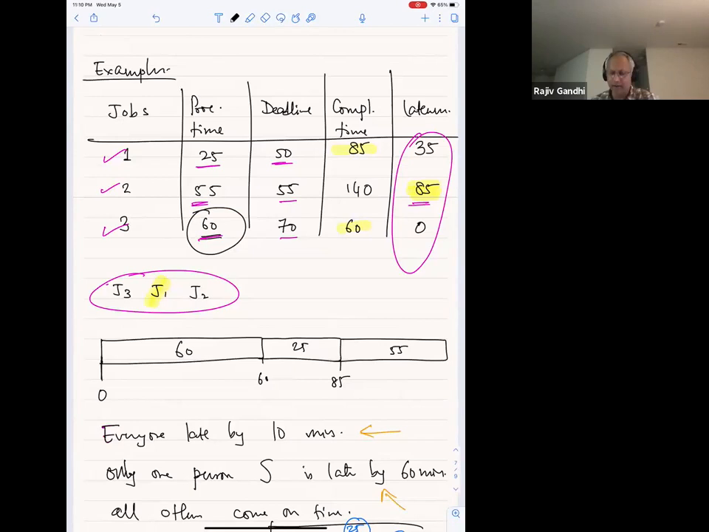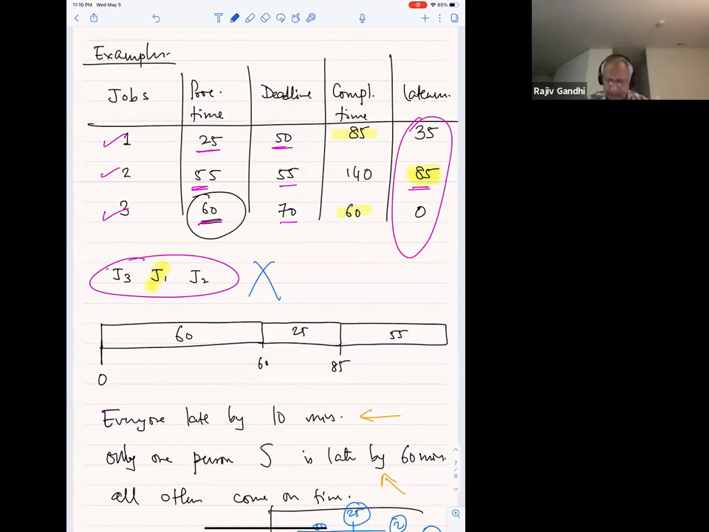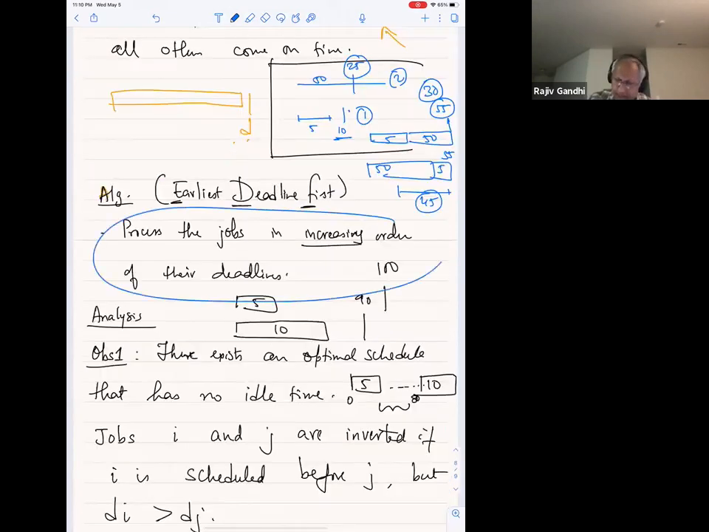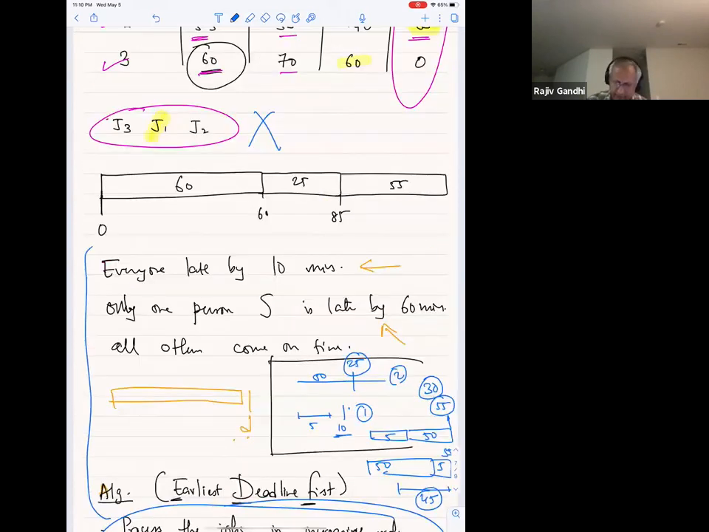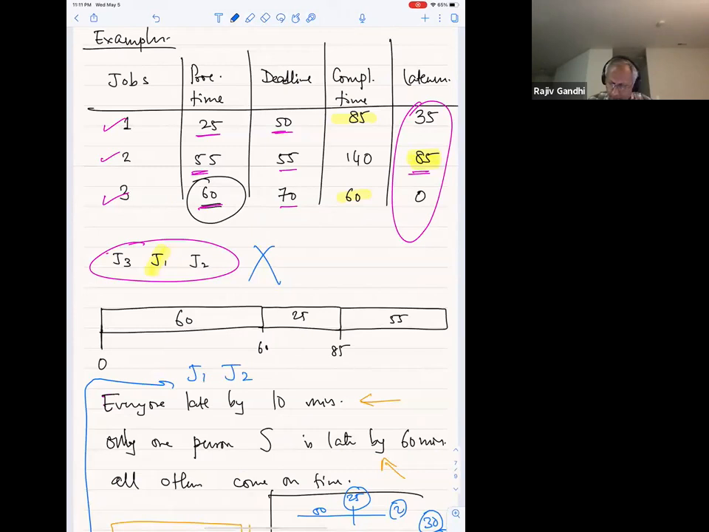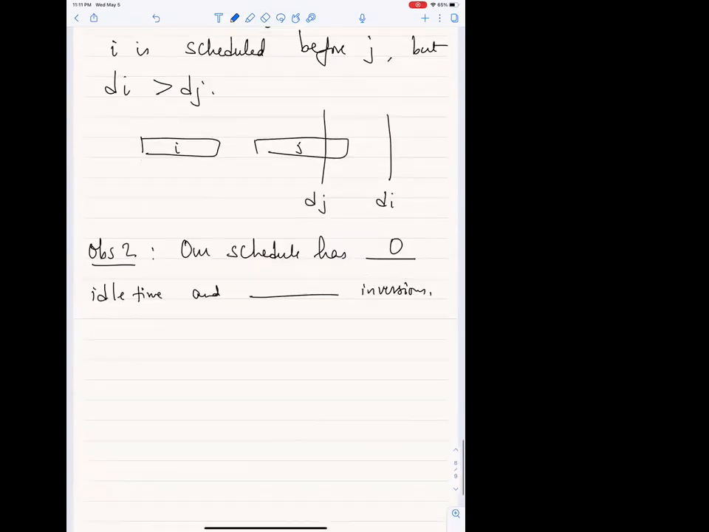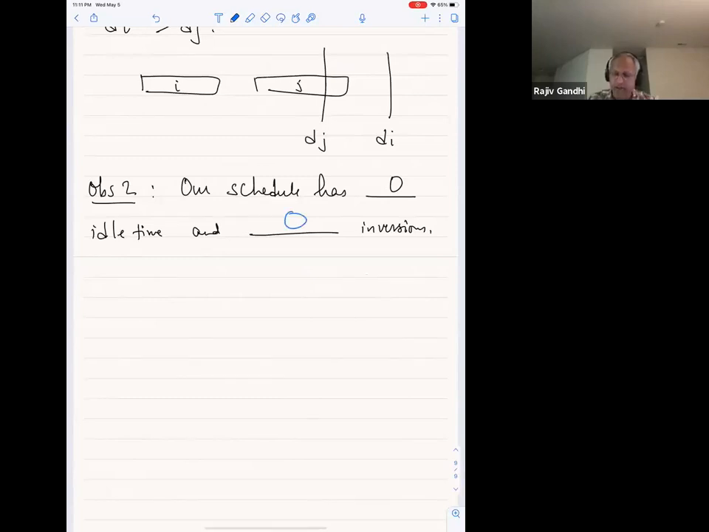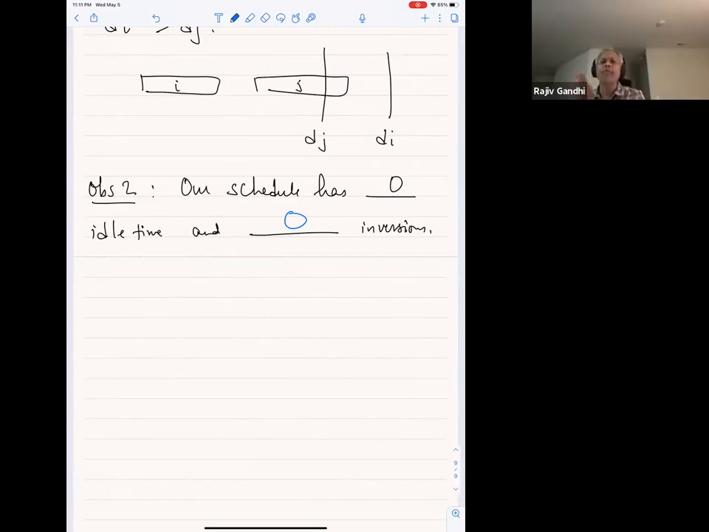No, that's an example. In fact, this is not optimal. I'm not talking about that. I'm talking about my algorithm, when I schedule the jobs. If I follow this algorithm, then my schedule should be J1 followed by J2 followed by J3. This should be the optimal schedule. Then in that case, it has no inversion. So our schedule will always have no inversions because we always schedule in the increasing order of their deadlines.